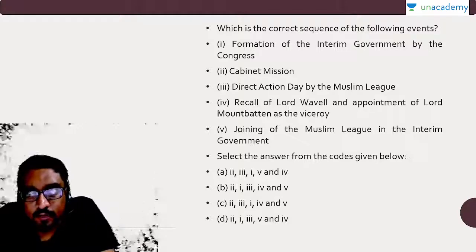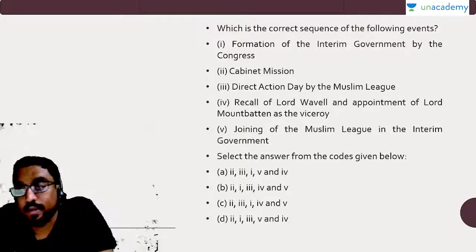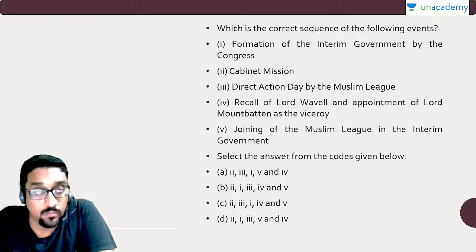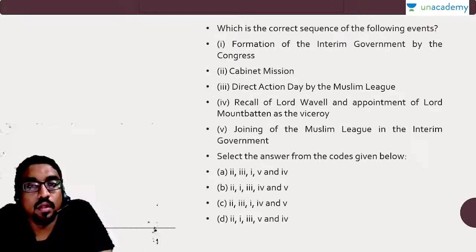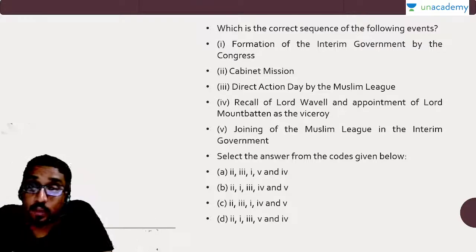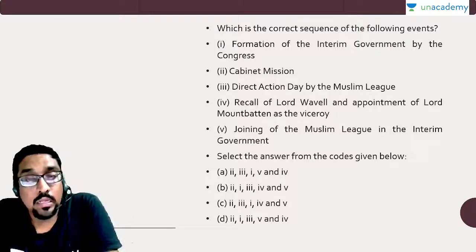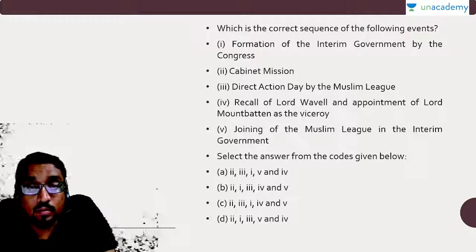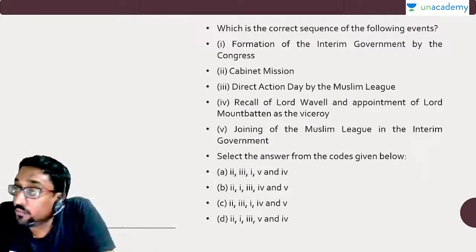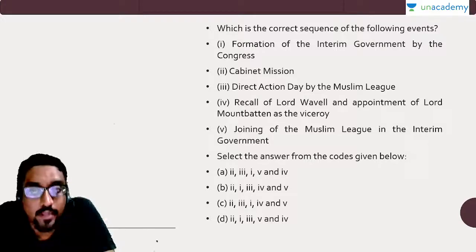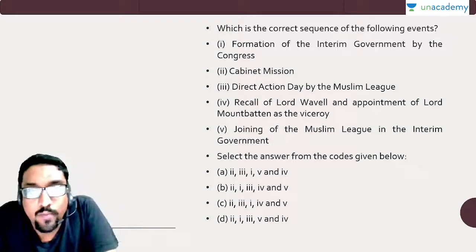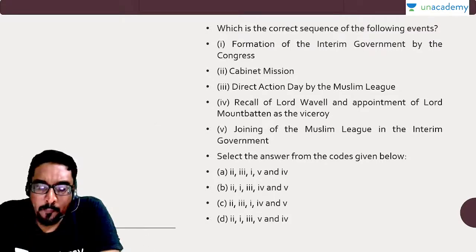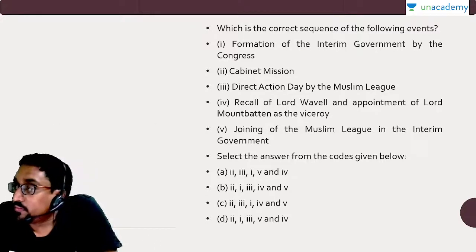Cabinet Mission Plan, 1946. Direct Action Day, August 16th, 1946. Formation of interim government, September 1946. Joining of Muslim League in the interim government, again 1946, late. And then Wavell was called back and Mountbatten came, February 1947.